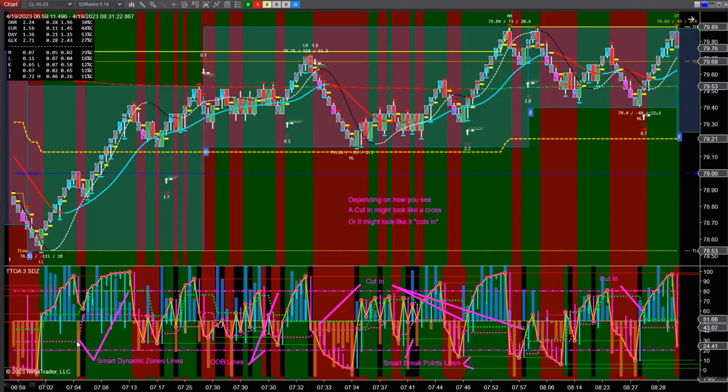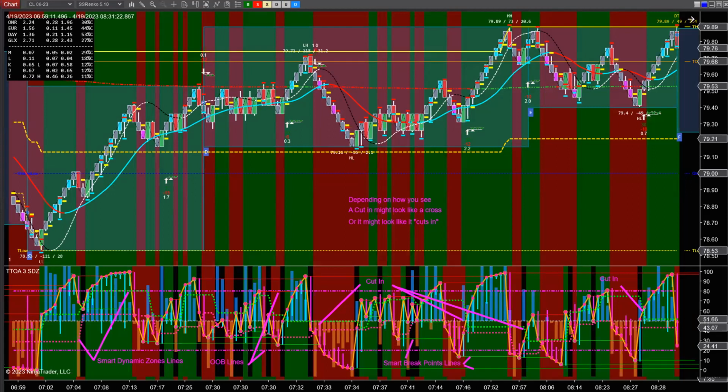Down here, smart dynamic zones lines. Let's just cover that. See these zones? There's the dotted green and the dotted magenta zones that are moving about the Trapped Trader Oscillator there. Those are the smart dynamic zones lines. This pattern is directly related to those lines and the way it crosses. In order for it to do this pattern, it's going to cross as a crisscross. They're going to be like 90 degrees to each other.